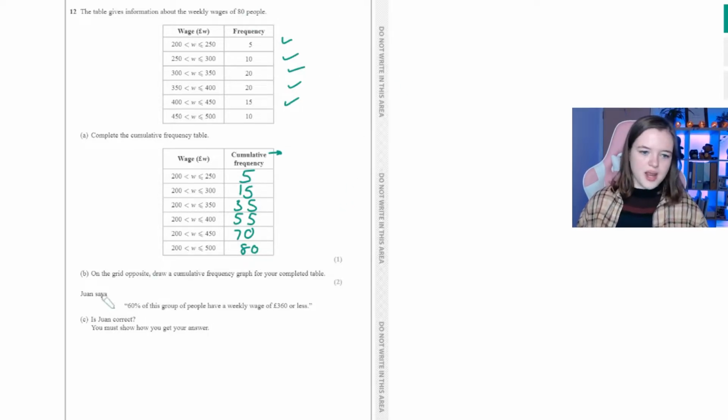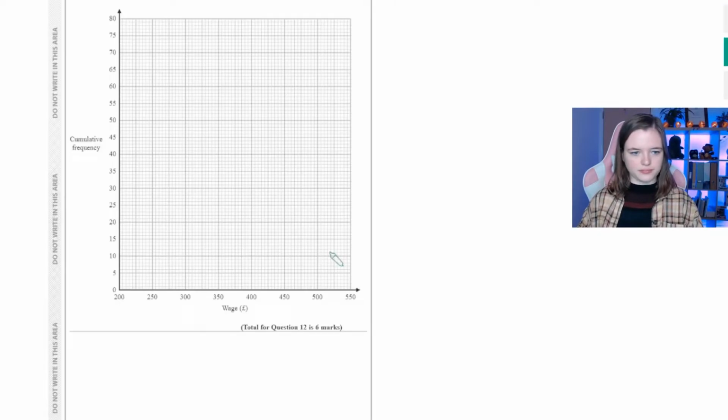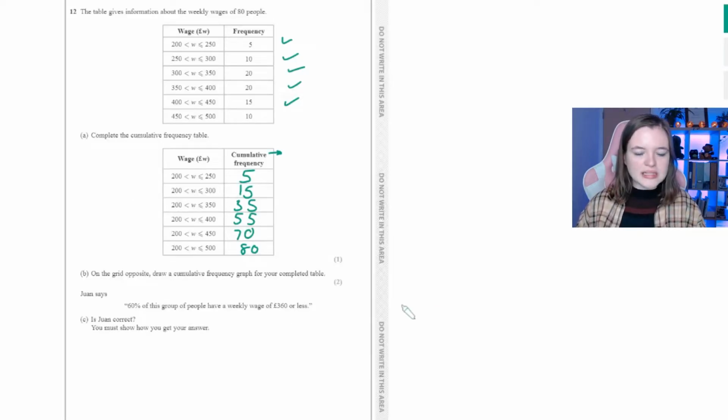Easy peasy. And then on the grid opposite, I guess it's on the next page, hopefully. On the grid opposite, draw a cumulative frequency graph for your completed table. Right, where is this graph? Is it over here? I don't know. Let me see. Oh, would you look at that? There it is. Right, so, cumulative frequency graph. When you're doing cumulative frequency, you're looking to plot the edge of the range with the cumulative frequency.